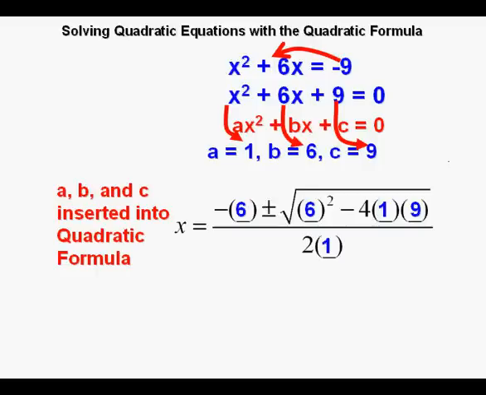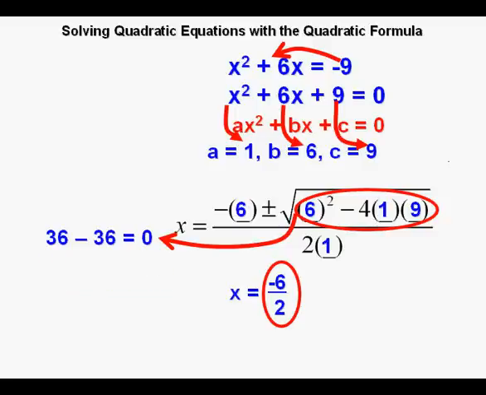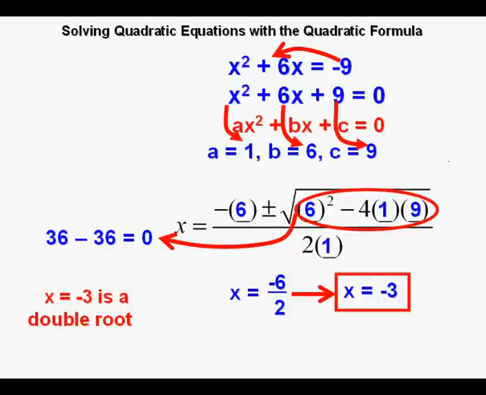We check the value of the discriminant, which is under the square root sign, and get 36 minus 36, which equals 0. So that makes everything after the plus or minus sign 0, and the whole thing simplifies to negative 6 divided by 2, which simplifies to negative 3. So x equals negative 3, the case of only one solution, which can be called a double root or a solution with a multiplicity of 2.